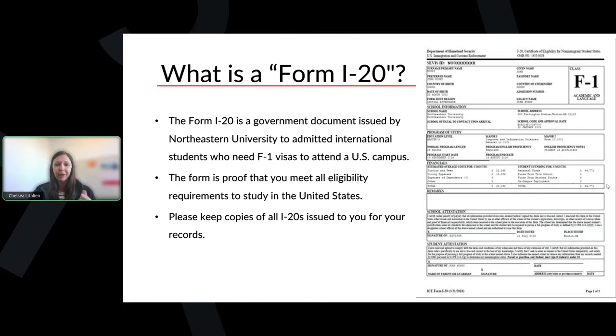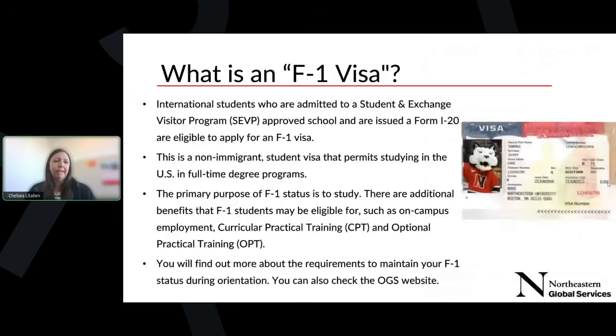So you want to keep all of those copies that you receive over your whole time in the US, because that is essentially your immigration record in the US. So that is the I-20. There's also the F-1 visa. And so these are 2 different things.